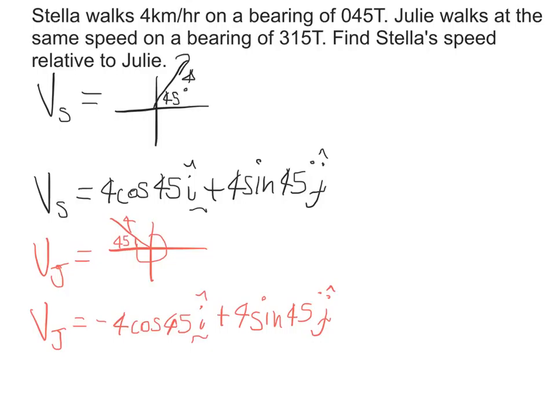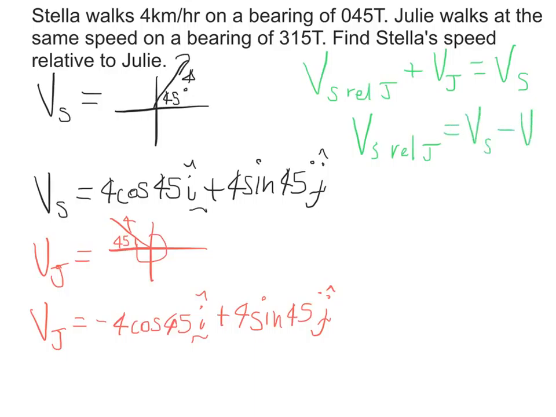Okay, so it says find Stella's speed relative to Julie. So I want to find that. So going back to my relative velocity formula, the velocity of Stella relative to Julie plus the velocity of Julie equals the velocity of Stella. Now I know both the velocity of Julie and the velocity of Stella. So I'm just going to rearrange my formula. So velocity of Stella relative to Julie equals the velocity of Stella minus the velocity of Julie. Now that's negative the whole velocity of Julie.